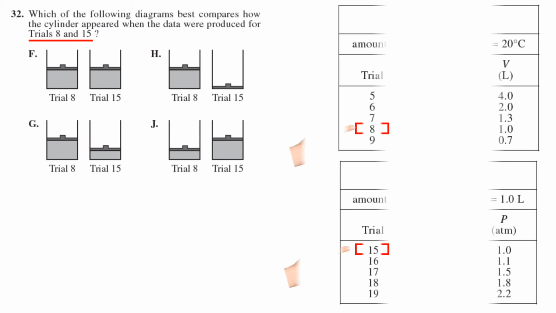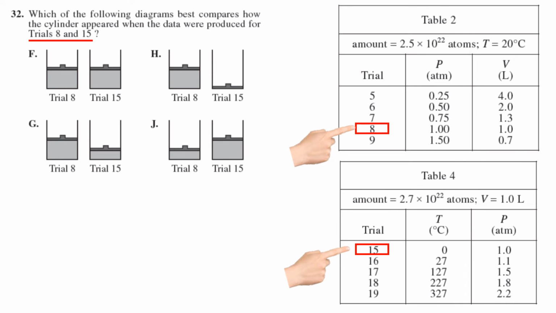Number 32, we're looking at trials 8 and 15. And it says, which of the following diagrams best compares how the cylinder appeared when the data were produced? So we see in trial 8, the volume is 1, and in trial 15, the volume is also 1 because it was held at a constant. So F should be the correct answer because the volume is the same.